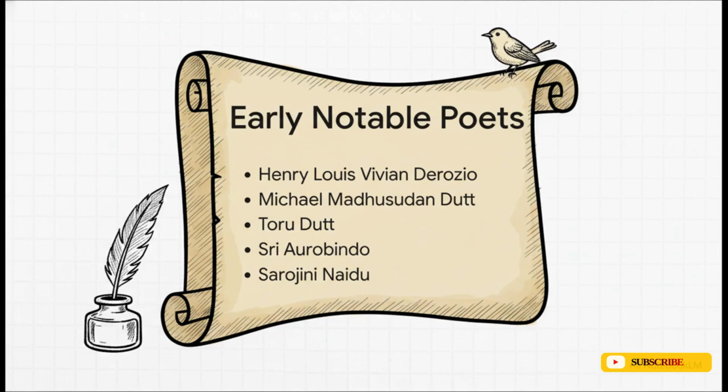You have Henry Derozio, that fiery young voice of change. Michael Madhusudan Dutt, who was a genius at playing with forms, like the sonnet. The amazing Toru Dutt, a true trailblazer. Then there's the great philosopher-poet Sri Aurobindo. And of course, the Nightingale of India herself, Sarojini Naidu, whose poetry just sings with romance and patriotism.